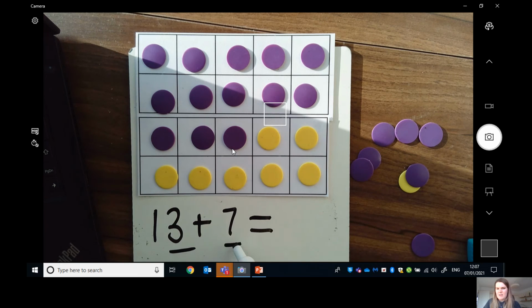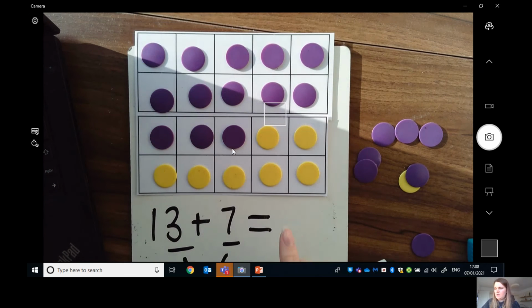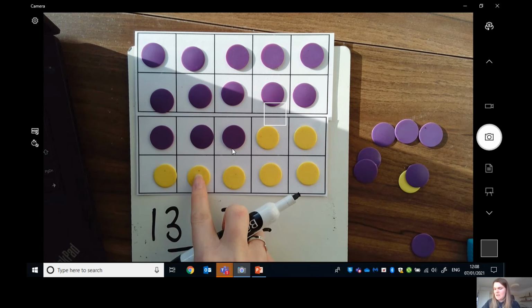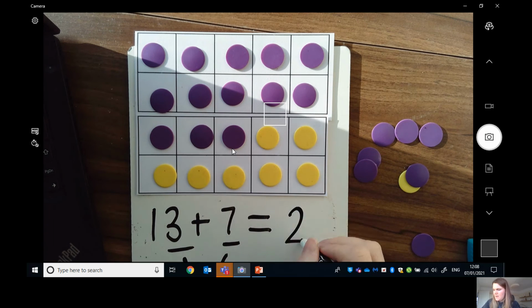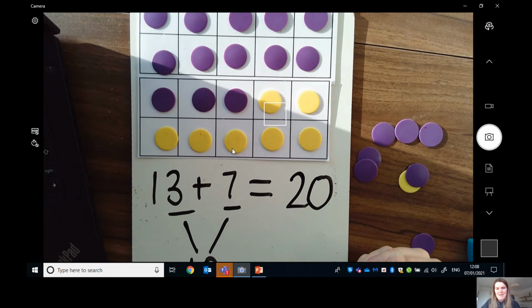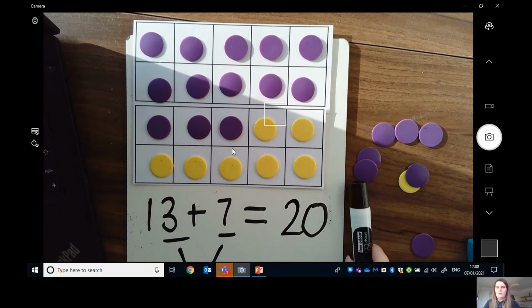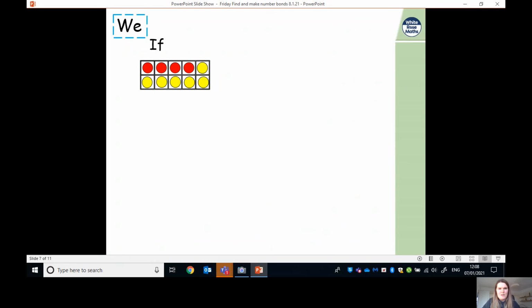I know that 3 plus 7 is 10. And 13 plus 7, let's count on. 14, 15, 16, 17, 18, 19, 20. 13 plus 7 is 20. Great work. And we know it's 20 because both of these grids are full. Amazing work, guys. Okay, let's do it together.